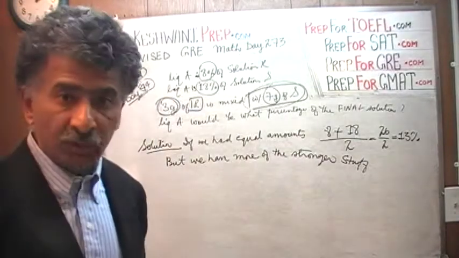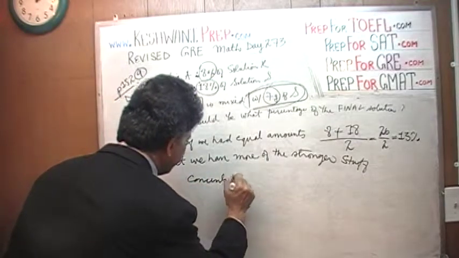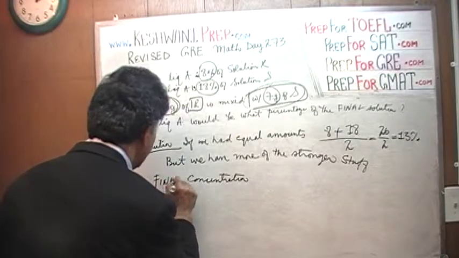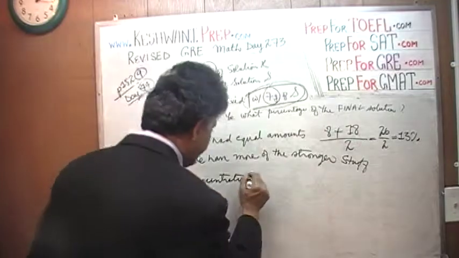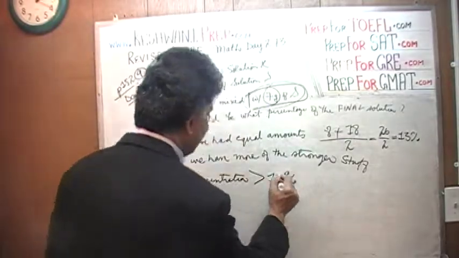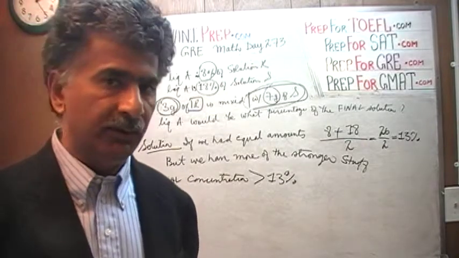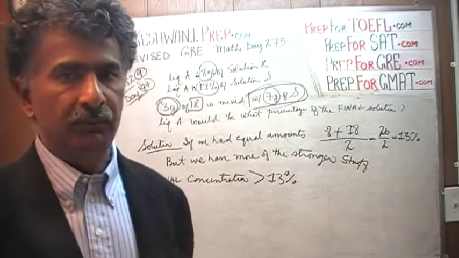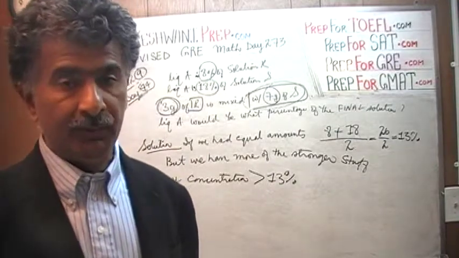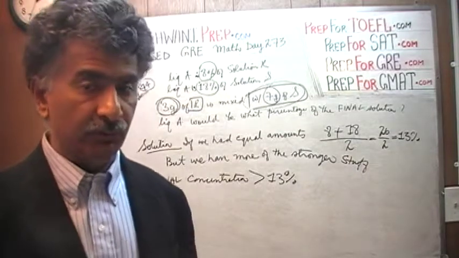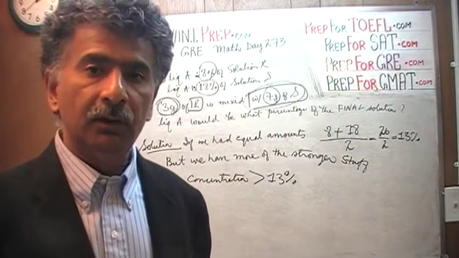Since we have more of the stronger stuff, the final concentration of liquid A in the solution, whatever it is, has got to be more than 13%. It cannot be less than 13%. It cannot be equal to 13%. 13% would have been the case if there were equal amounts of both. Now, if we had more of the weaker one, the final concentration would be less than 13%. If we had equal amounts, the final concentration would be the average of the two numbers. Here we have more of the stronger stuff, so the final concentration is going to be more than 13%.